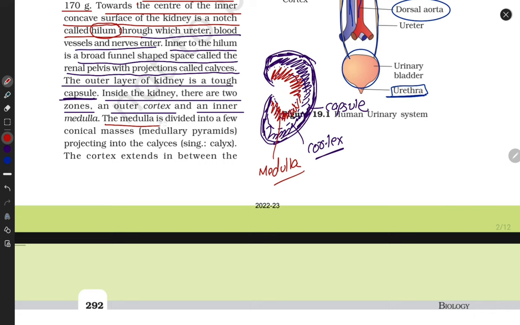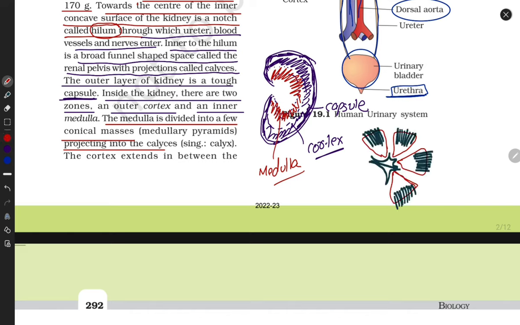Clear? Very clear. The medulla is divided into a few conical masses, projecting into the calyx. This medulla part contains pyramid-like structures. This is the complete zone of the medulla, which contains pyramids. And the pyramids contain nephrons, ending in collecting tubes linked with the calyces.